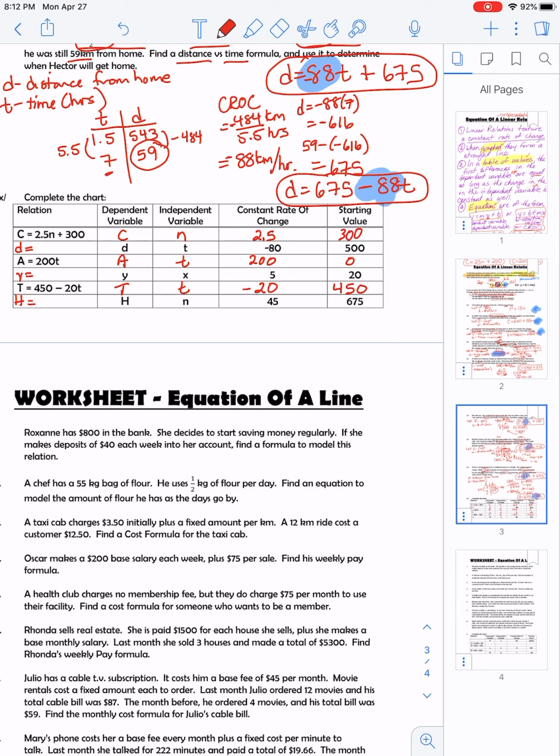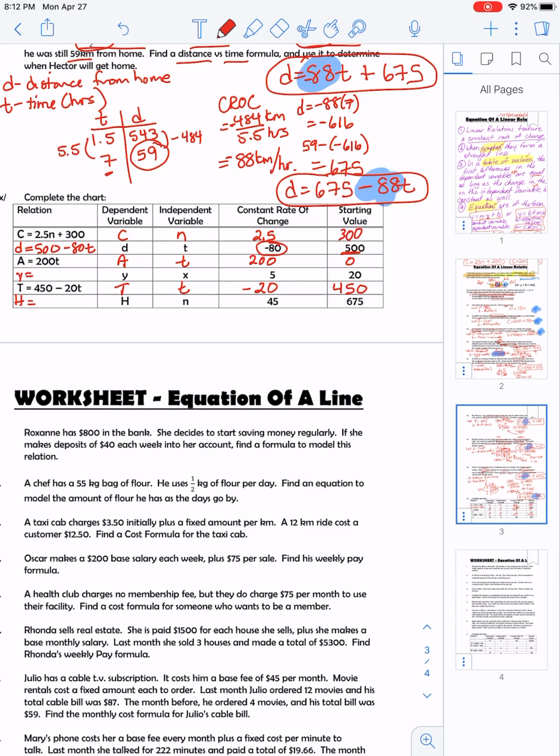Okay. Now, what I usually like to do is I like to start with the starting value every time. I don't always start with the constant rate of change. I like to start with the starting value. So for the first one that we have to do here, the starting value is 500. And then the constant rate of change is negative 80. So that's going to be minus 80, and the independent variable is T.